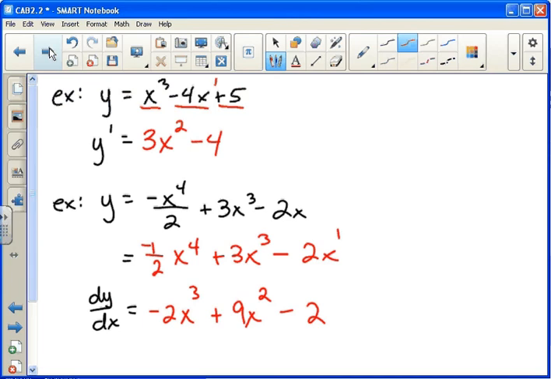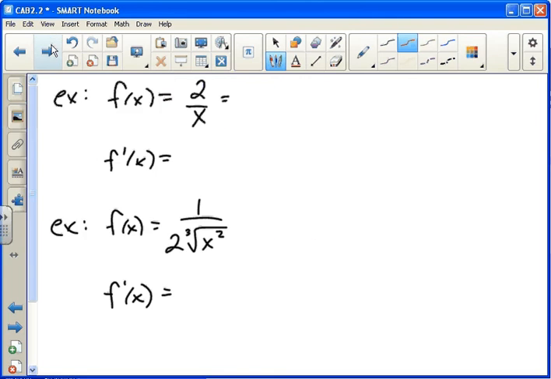Okay, again, this is a type where you'll have to rewrite it. So we have 2 over x. This is really x to the first. So when I rewrite it, it's 2x to the negative 1. Again, that's just rewriting it. That's not taking the derivative. So now when I take the derivative, I multiply by negative 1 and subtract 1 from the exponent. And you can leave it just like that, or you can rewrite it where you put the x to the negative 2 down below. Either way is fine with me. Just make sure you know what's preferred.